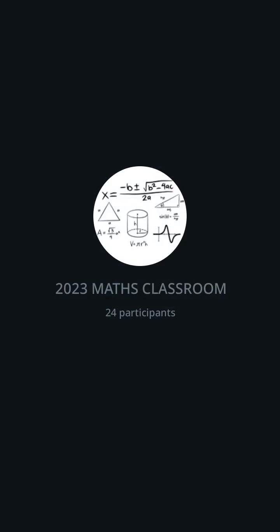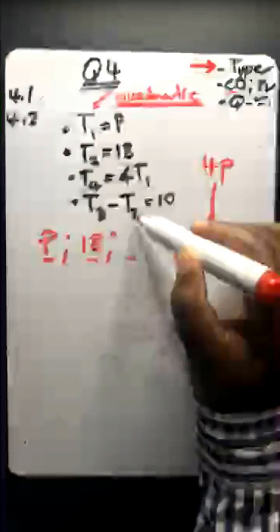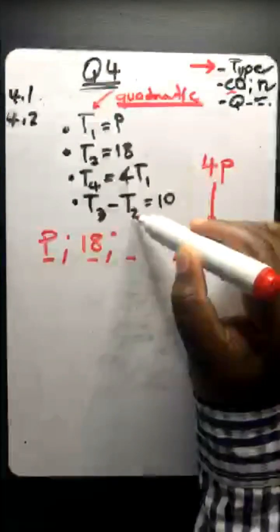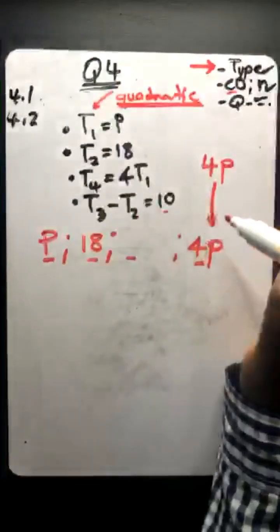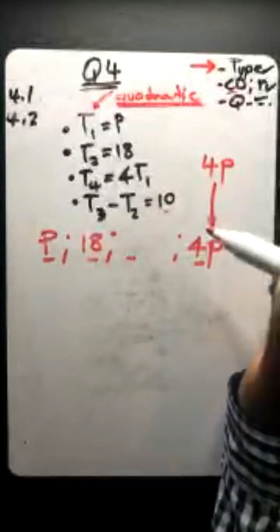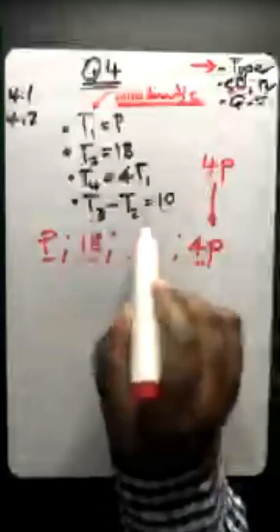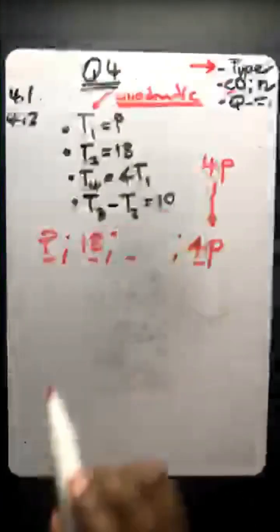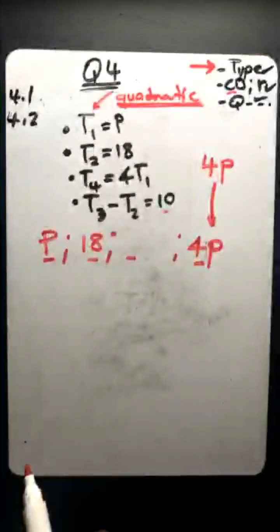So now let's continue. They say term number 3 minus term number 2 is equal to 10. Is there something that we can do with that information, guys?